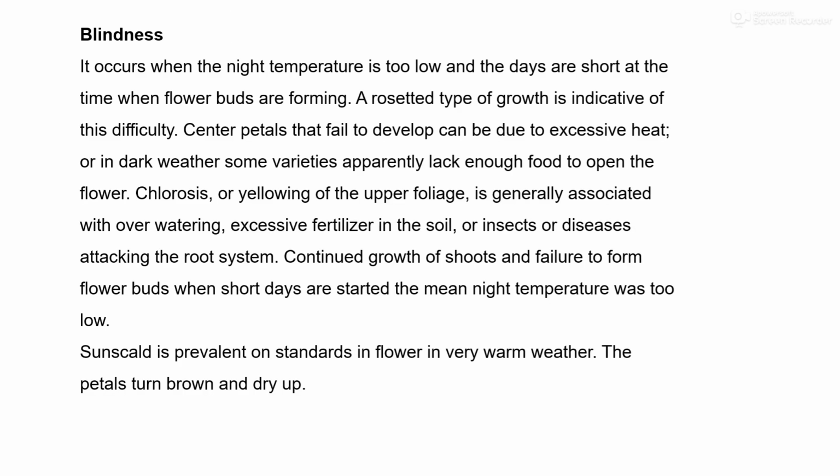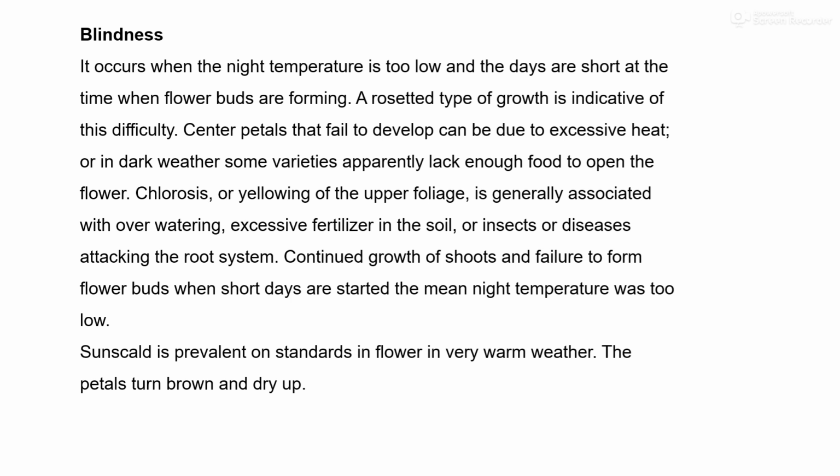Then one type of malady which we can observe in this category of flower is blindness. It occurs when the night temperature is too low and the days are short at the time when the flower buds are forming. Rosette type of growth is indicative of this difficulty. Centers that fail to develop can be due to excessive heat or dark weather. Some varieties apparently lack enough food to open the flower.